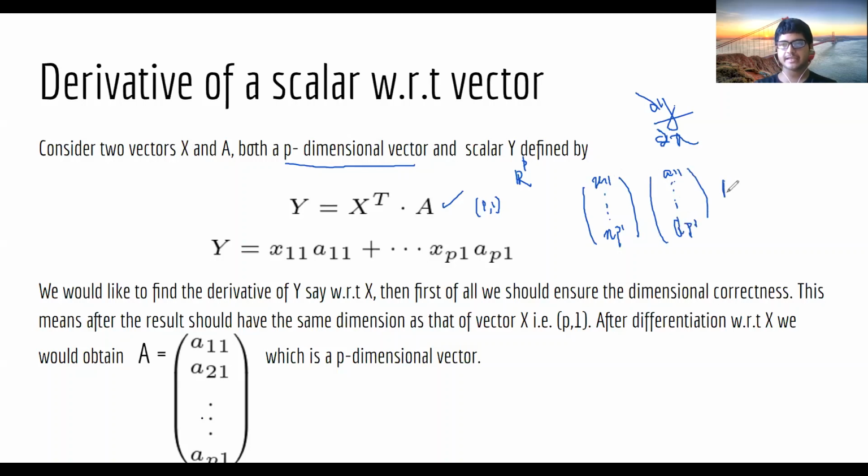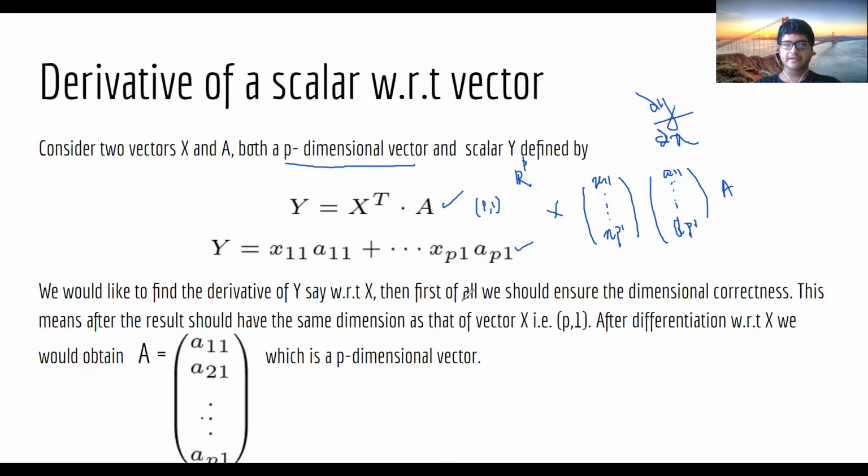This can be printed as a, this can be printed as x. So these are two p-dimensional vectors, and after multiplying x transpose a, we are going to get this thing: x11 a11 plus till xp1 ap1. Now we would like to find the derivative of y, say, with respect to x.